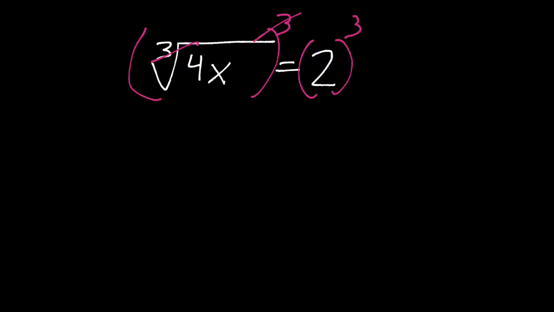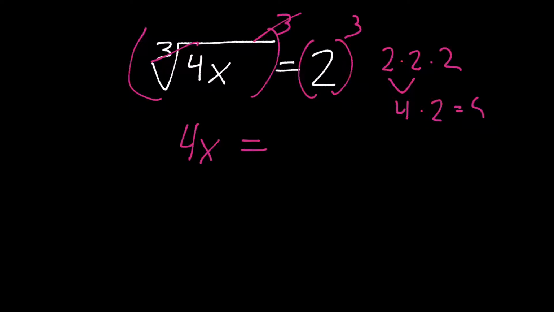So this will go away and we're left with 4x. And then we have to think of what is 2 to the third power. Well, 2 to the third power is 2 times 2 times 2. 2 times 2 is 4. Times 2 gives us 8. So we have 4x equals 8. And then if I divide by 4, we get our answer of x equaling 2.